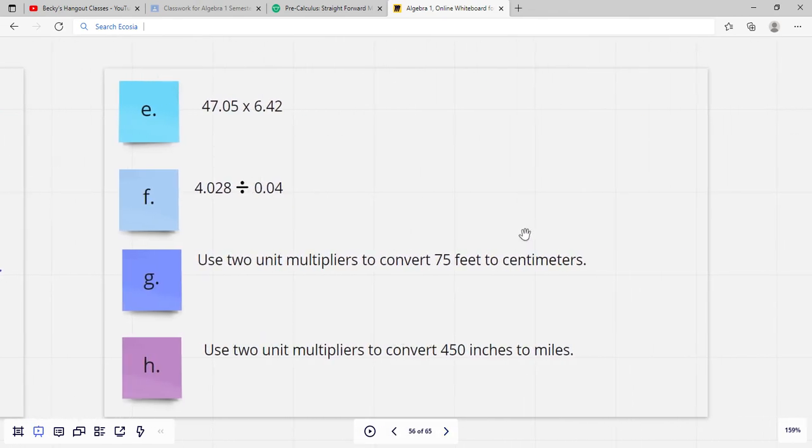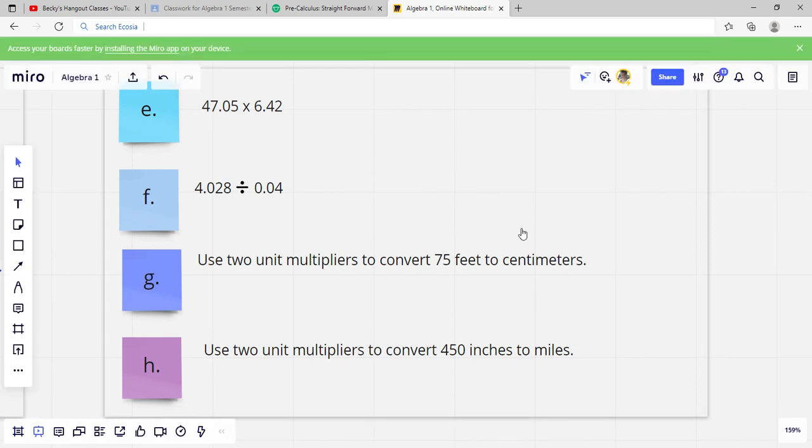All right, so this one, we're going to be multiplying. So we've got 47.05 times 6.42. Doesn't matter which one we put on top or bottom. 2 times 5 is 10. Carry the 1. 2 times 0 is 0, plus 1 is 1. 2 times 7 is 14. Carry the 1. 2 times 4 is 8, 9.